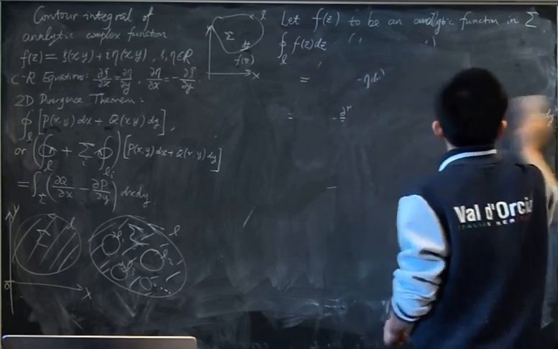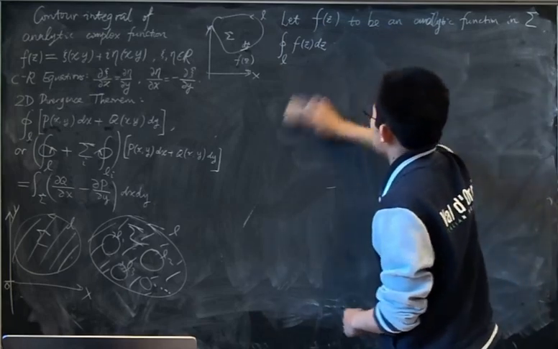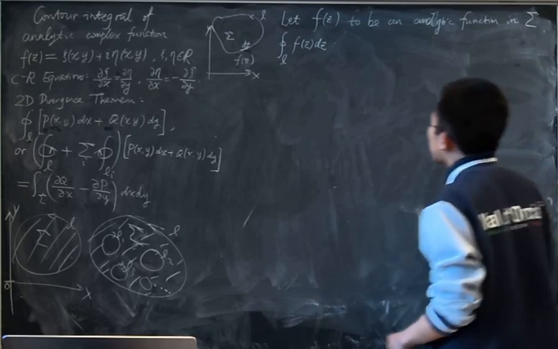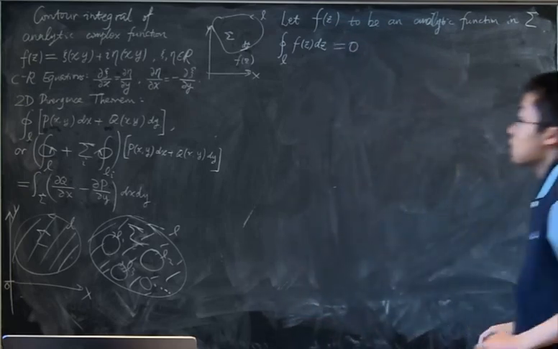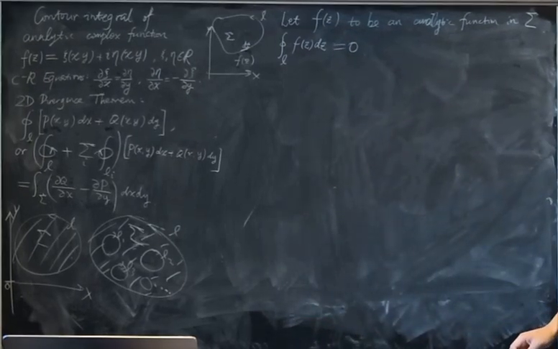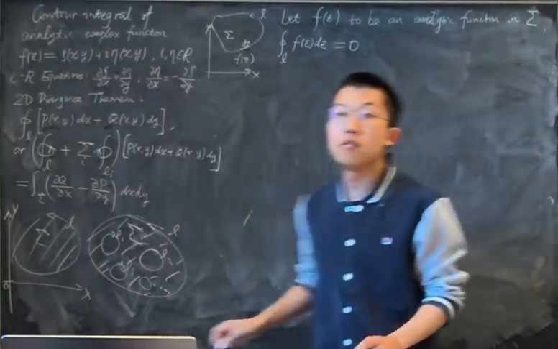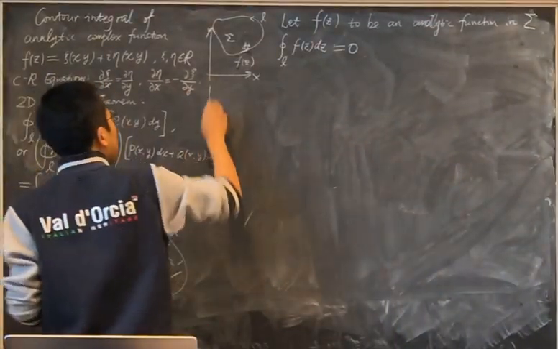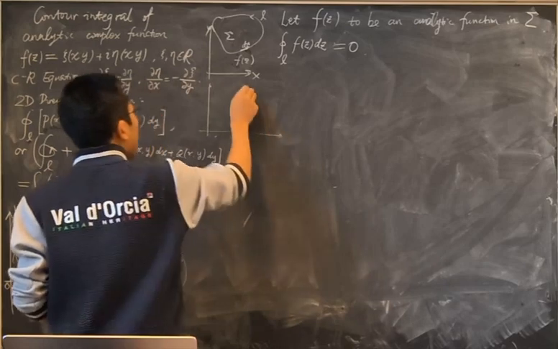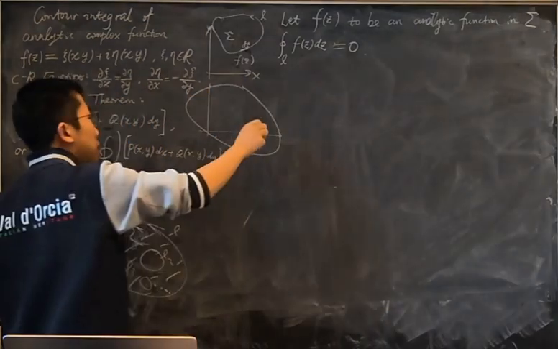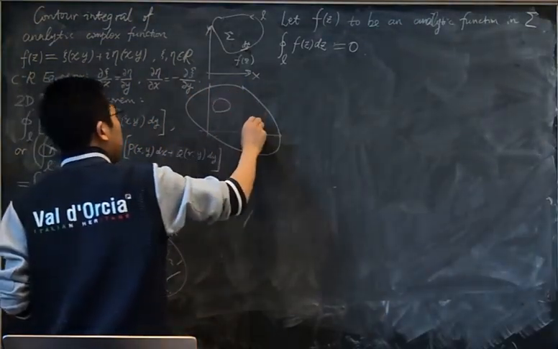Now, what we have is this equals 0. Let's consider some more complicated cases. For example, in the complex plane, there's a big region. There are small loops like this.